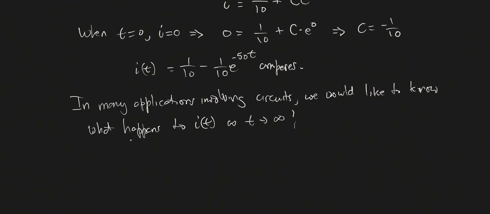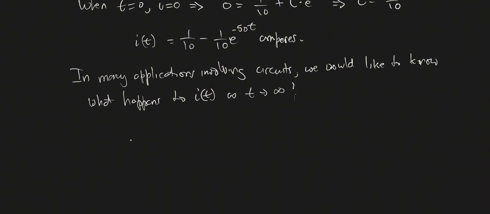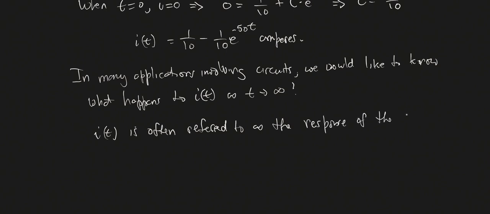So we'll talk about several responses now. The current, in other words the output that we get from this, is often referred to as the response of the system. And by system, I mean the circuit.